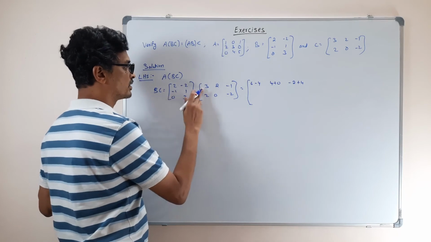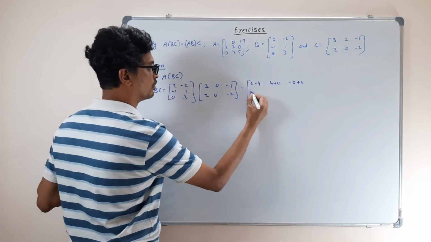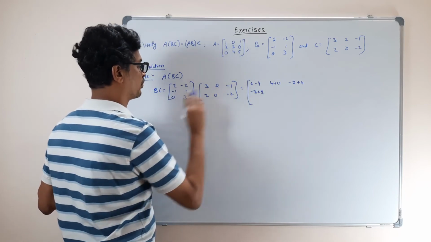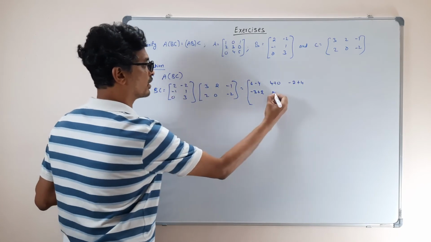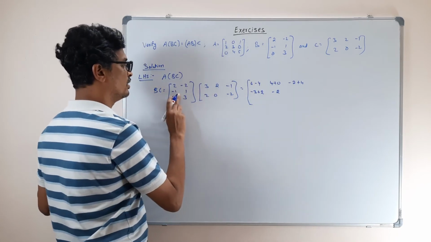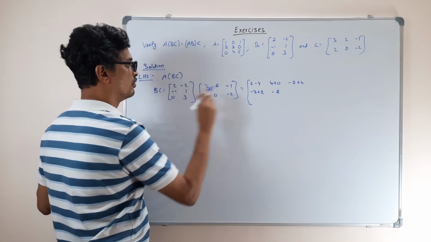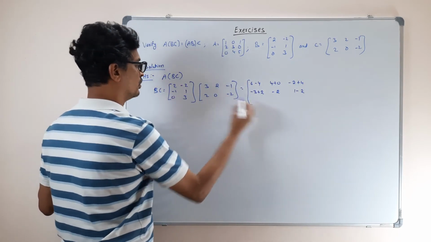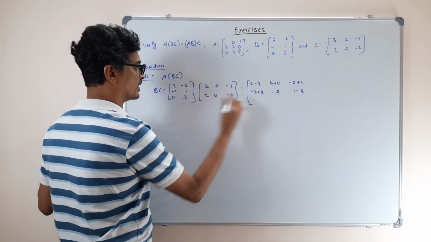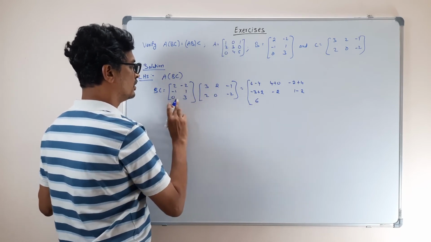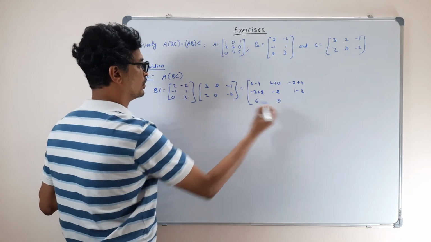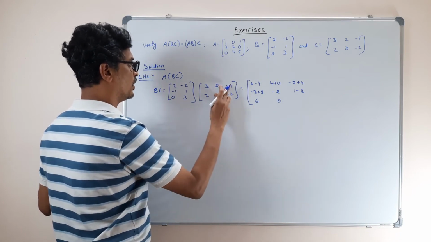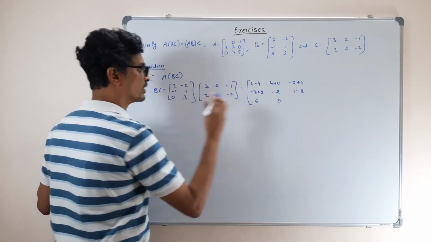Second row: minus 3 plus 2, minus 2. Minus 2, correct. Then 1 minus 2. Take the third one: 0 plus 6, correct? 6. Then 0 plus 0, 0. Minus 6. 0 minus 6, correct?